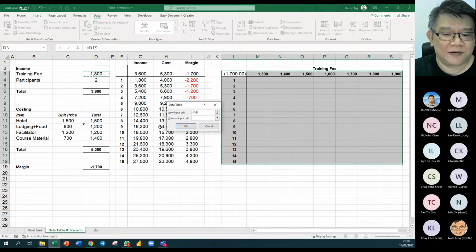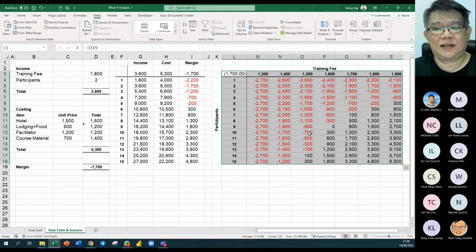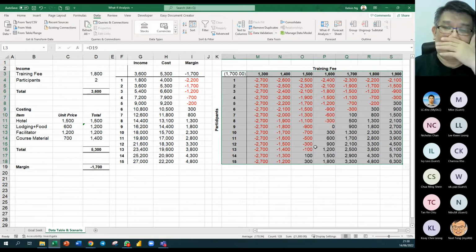Everybody agree? Okay. These are the fees, the training fee. And this is 1 to 15, the participants. So the column input will be D4. When I click OK, ta-da, they calculate already. So when you see red color, don't go near.